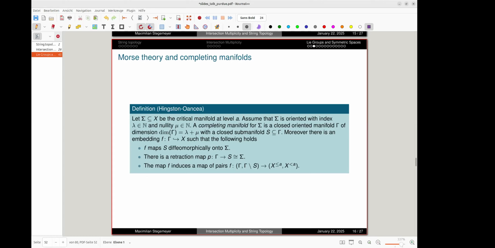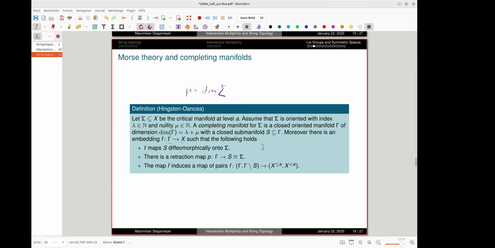In this situation of the previous slide, assume that we have a critical manifold, and we assume that the critical manifold sigma is oriented with index lambda and nullity mu. Nullity is in particular the dimension of the critical manifold for Morse-Bott functions. Then we want to define what a completing manifold is. This is a closed oriented manifold gamma of dimension index plus nullity, and there's a closed submanifold S in there, and an embedding of the completing manifold into this Hilbert manifold, such that the following properties hold. So F maps S diffeomorphically onto sigma.